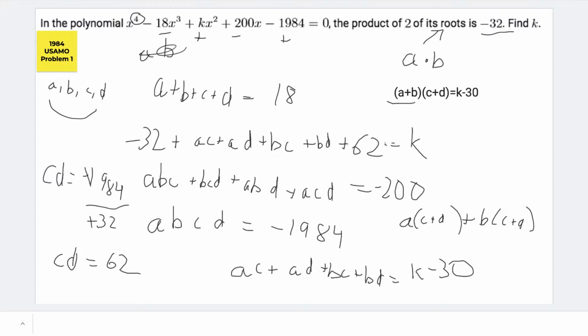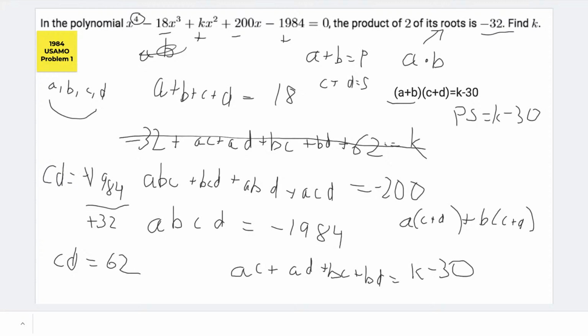Let's say that A plus B equals P, and C plus D equals, let's say, S. So now this expression just becomes P times S equals K minus 30. And now, if we look at our other equations, maybe we can plug in A plus B and C plus D there. We already did it for this, so we can cross this out. We're done working with that.